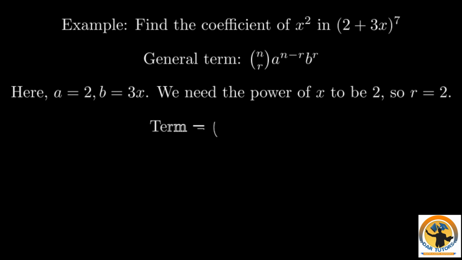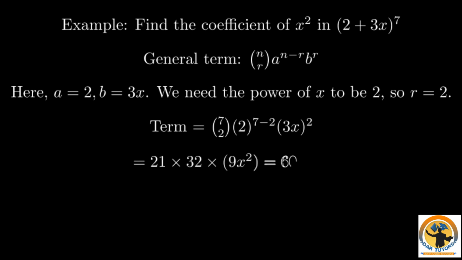Plugging in n equals 7 and r equals 2, we get 7 choose 2 times 2 to the power of 5 times (3x) squared. Now, let's calculate this term. 7 choose 2 is 21. 2 to the power of 5 is 32. And (3x) squared is 9x squared. So we have 21 times 32 times 9x squared. Multiplying these numbers together, we get 6048x squared. The question asks for the coefficient, which is the number in front of the x squared term. Therefore, the coefficient of x squared is 6048. It's important to give just the number, not the x squared term itself.